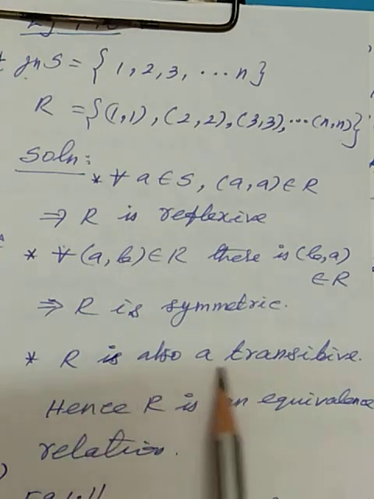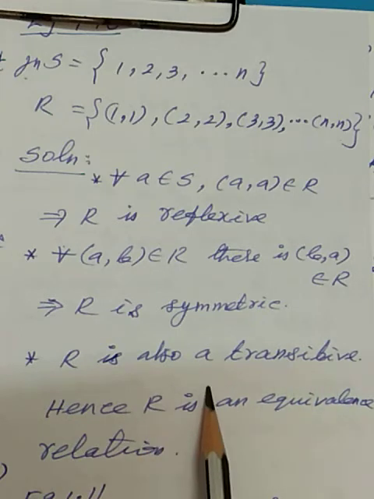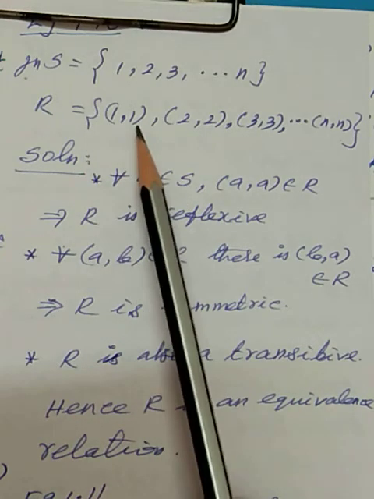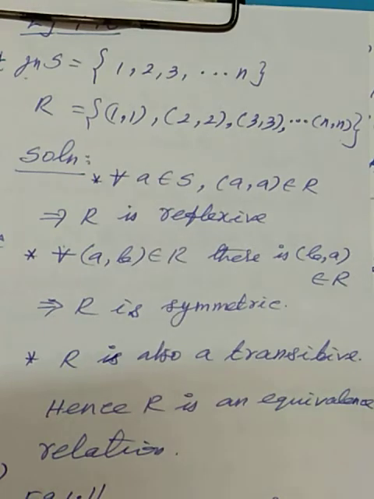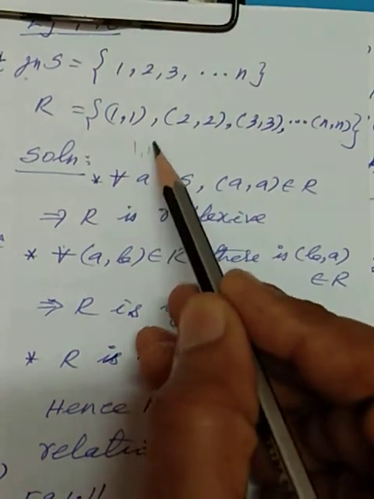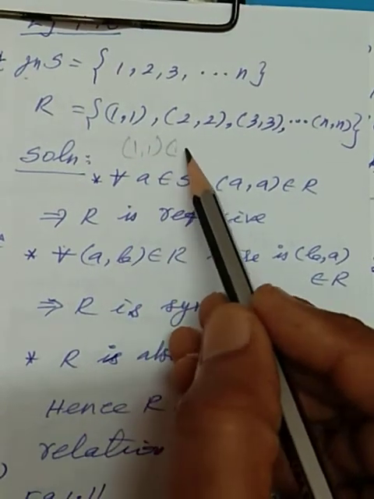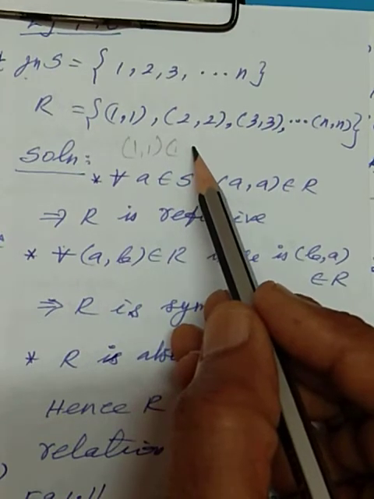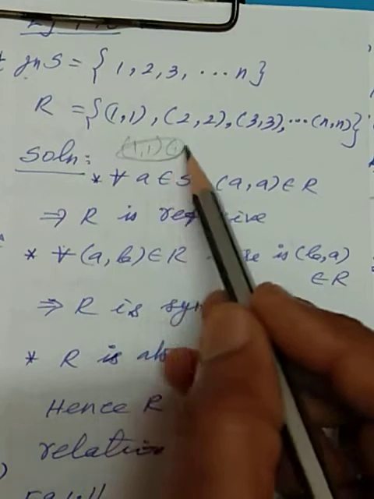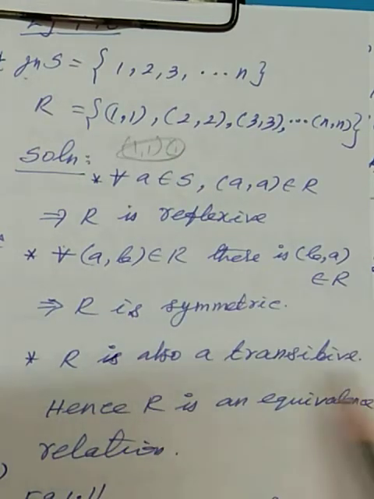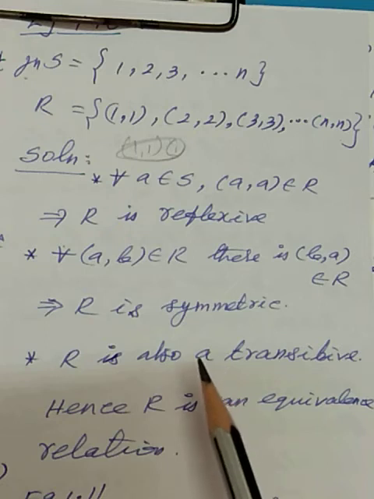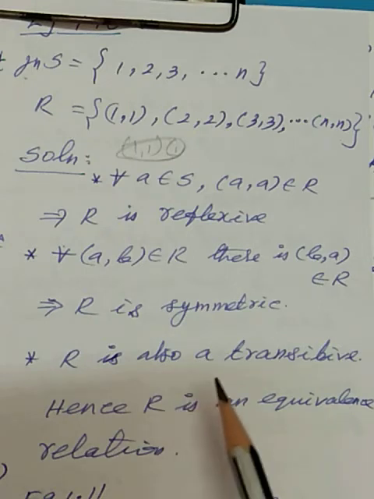So the next one, R is also transitive. Why it is transitive: here (1,1) belongs to R. Then there is no other element starting with 1. If there were another element starting with 1, there would be a need of checking whether it is transitive or not. But no such condition arises here, and hence it is transitive. So R is an equivalence relation because R satisfies all the three properties, namely reflexive, symmetric, and transitive.